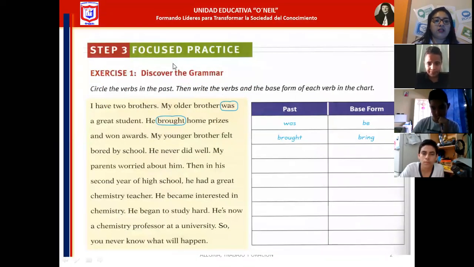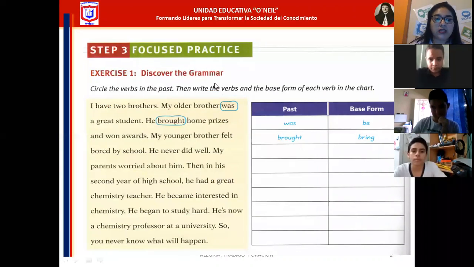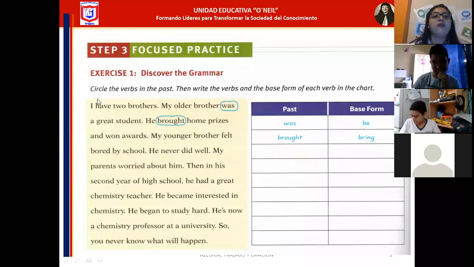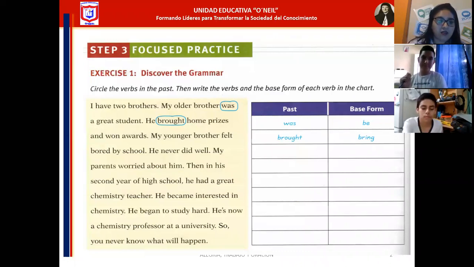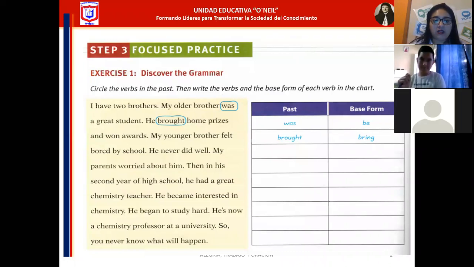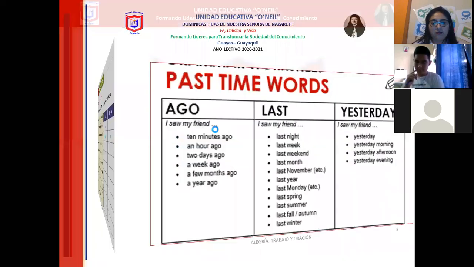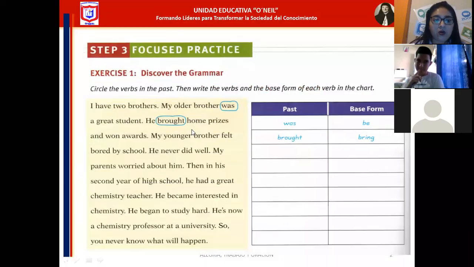This is focus practice, exercise one, discover the grammar. First, you circle the verb in the past. Then, write the verb and the base form of each verb in the chart. There are two examples here. The examples are was, the base form is be; brought, the base form is bring. And then you are going to find other verbs and you write in this chart, in this table.